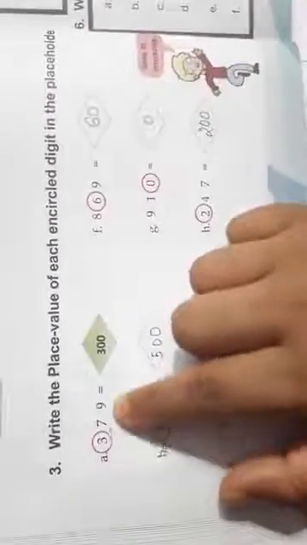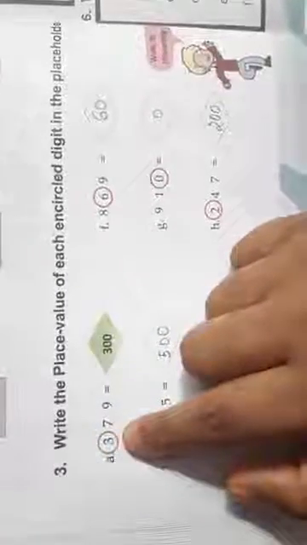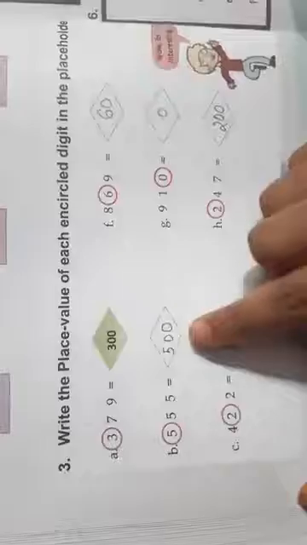Now the third question is given. Write the place value of each encircled digit in the placeholder. So what we have to do is, see here 379 is given and 3 is encircled. You have to write the place value of the number. So 3 is present in the 100 place, so you are writing 300. Here 5 is present in the 100 place, so you are writing 500.